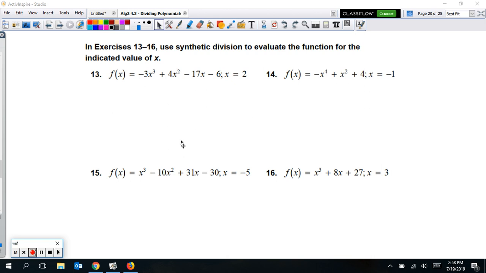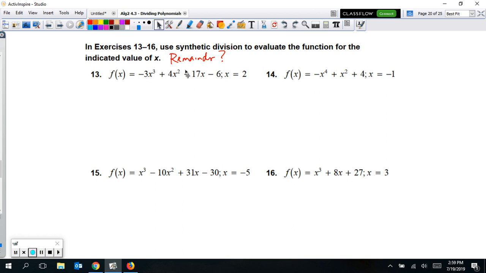Again, these make ordered pairs, so keep thinking of it in those terms. That also makes a connection to your remainder number and your multiplier number, because those are like the ordered pairs you would see. x would be your multiplier, and y would be the remainder number. So we're going to use synthetic division. We don't need to find the multiplier because it's already given to us. 2 is our multiplier, so we can start with that.